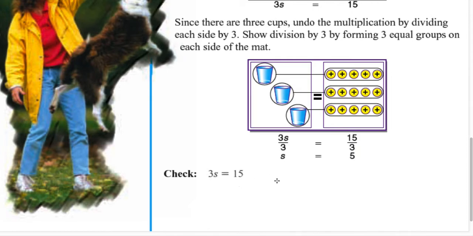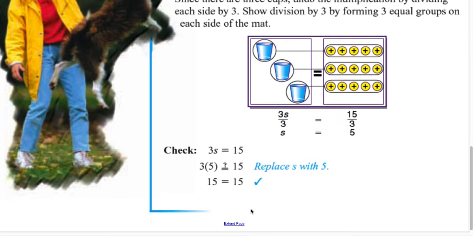To check if our answer makes sense, we simply get the 5 and substitute it back into our original equation. 3 times 5, is it equal to 15? Yes, it is. So the solution for this particular equation is 5. Let's take a look at example number 2.